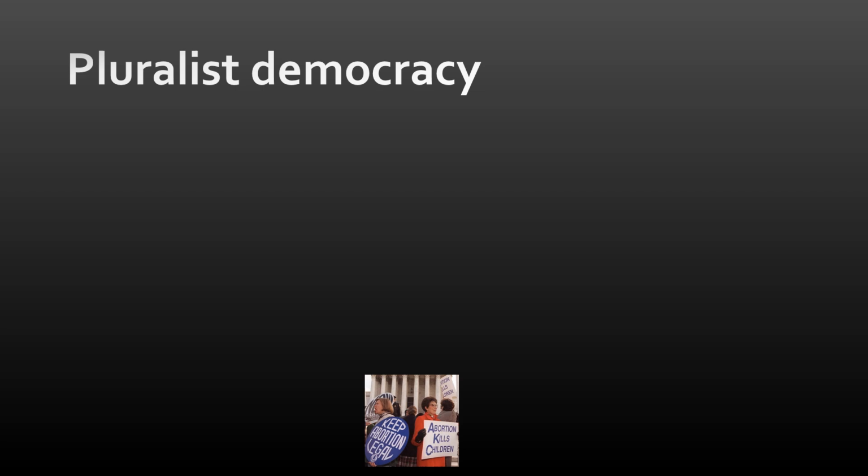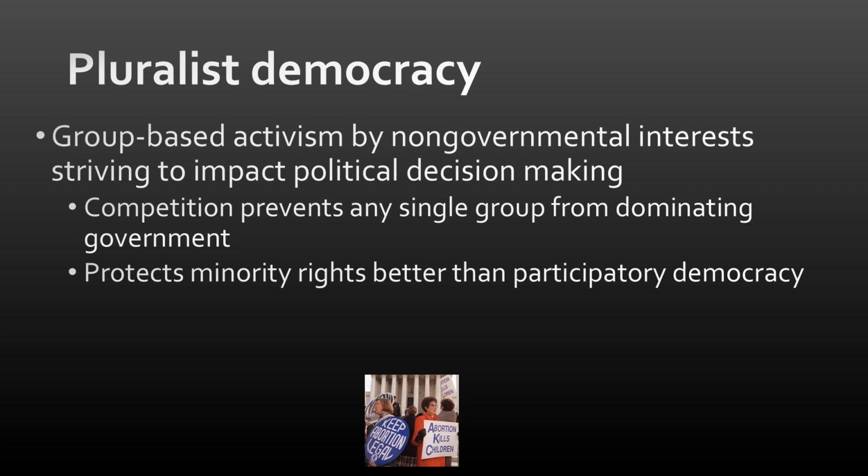All right, our next model is pluralist democracy. This features group-based activism by non-governmental interests striving to impact political decision-making. That's a terrible definition. It's so wordy. The idea is of groups forming policies. So people coming together, forming groups, and being involved politically.